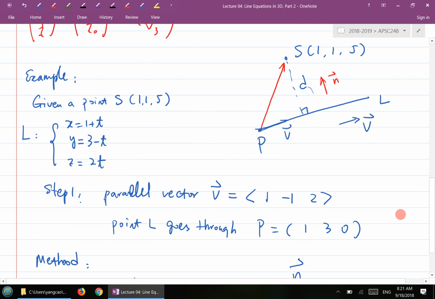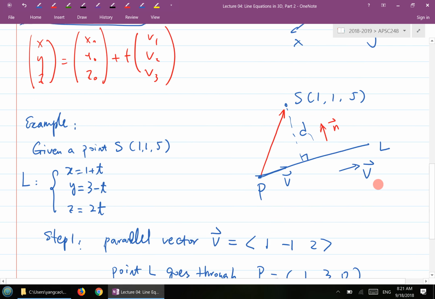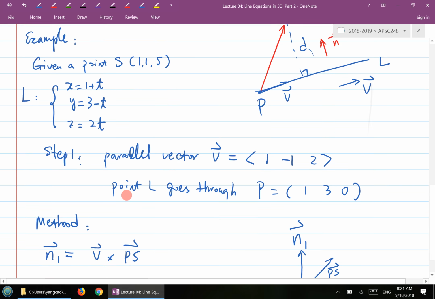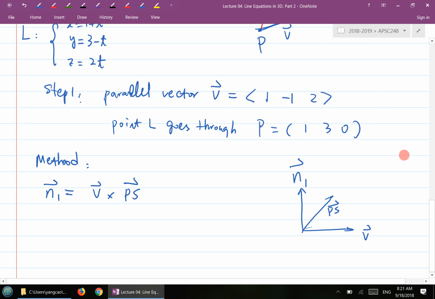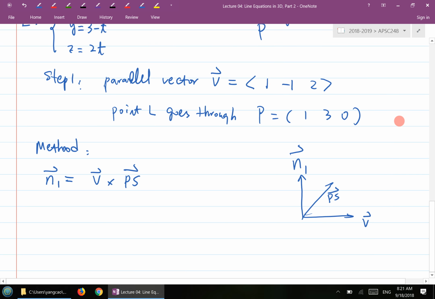P is given, S is given, and V is given. So you can use cross product to calculate. Since I didn't do the calculation, I want you to do your calculation, but I'll give you some other approach which I did a calculation myself. But let's write down the PS first. PS is the coordinate of S minus the coordinates of P.